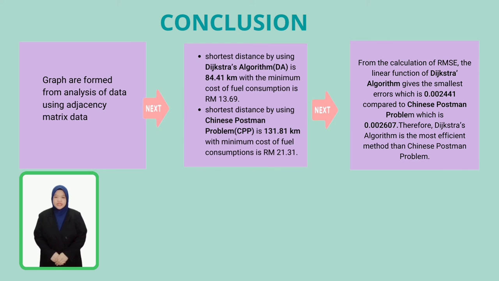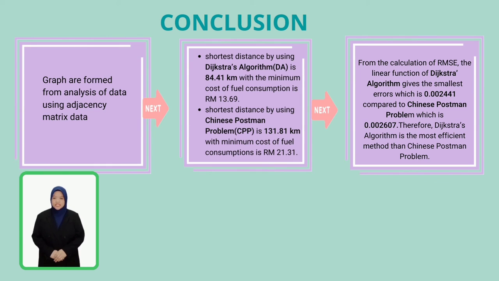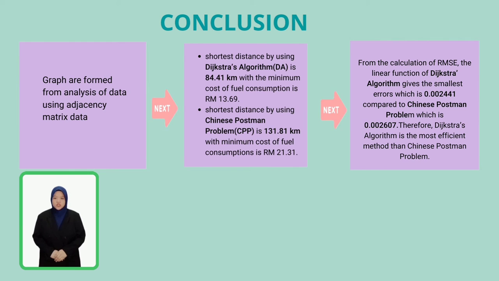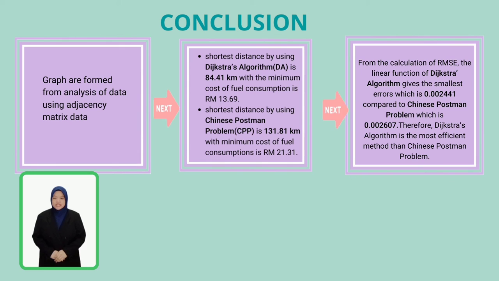For the last objective, from the calculation of RMSE, the linear function of DA gives the smallest error, which is 0.002441, compared to CPP, which is 0.002607. Therefore, DA is a more efficient method than CPP. Thus, the last objective is also accomplished.